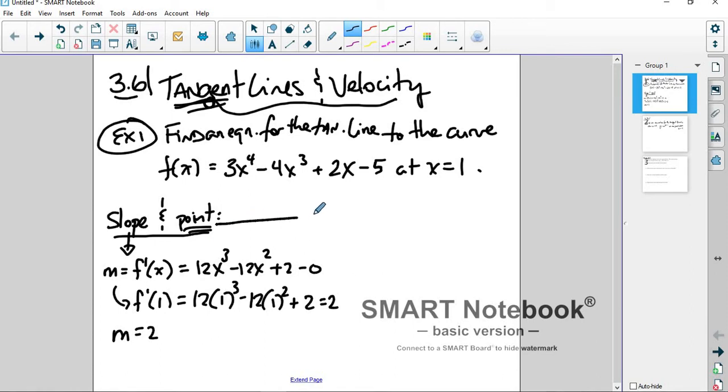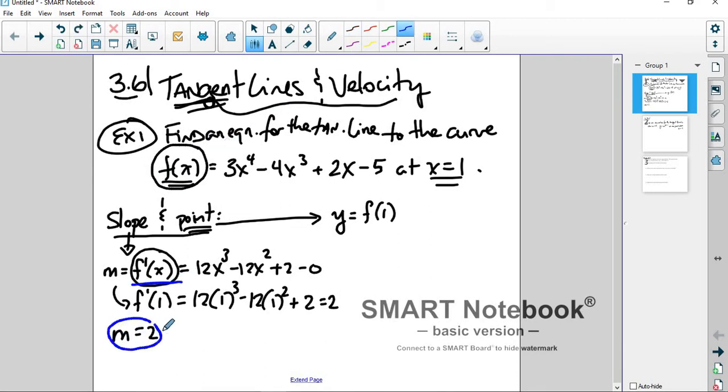What about the point? Well, if x is equal to 1, how do we find the y value for x equal to 1? Well, you plug 1 into the original function. So right away you're seeing it matters where you plug things in. That's why I have been harping on you guys to make sure you label everything properly. When you plug into f prime, you get the slope of the tangent line. When you plug into f, you get the point at which the tangent line passes through. So if I plug a 1 in here, I get 3 times 1 to the 4th minus 4 times 1 cubed plus 2 times 1 minus 5. And if I evaluate that all the way out, I get negative 4. So my point is (1, negative 4).